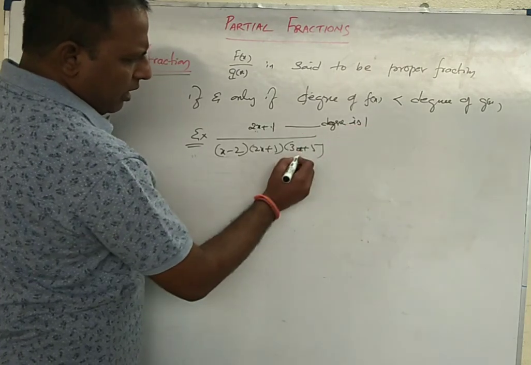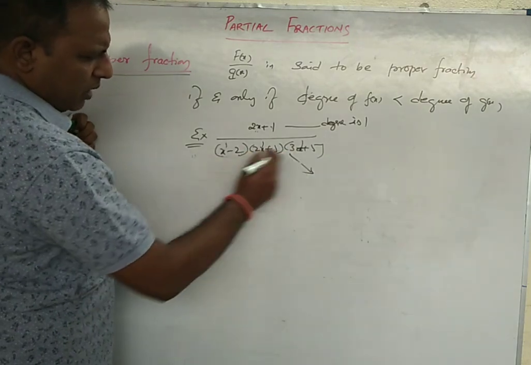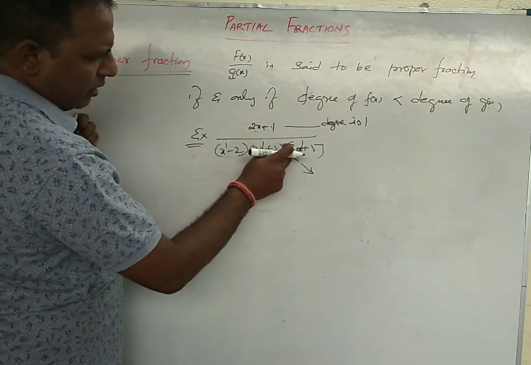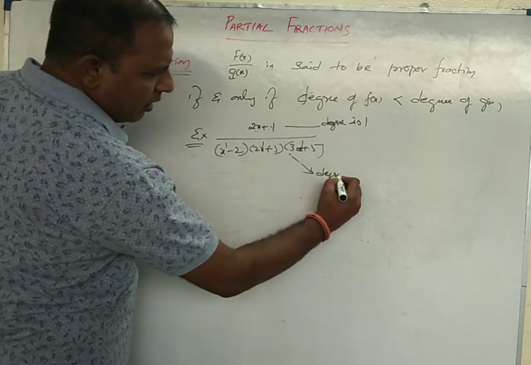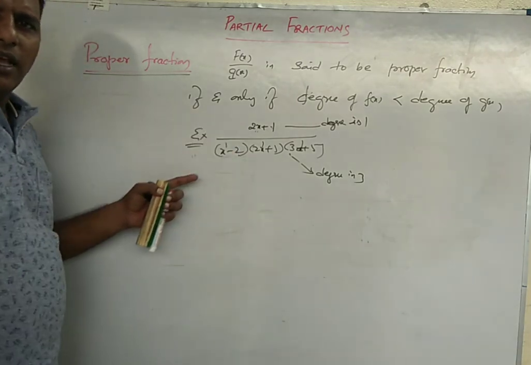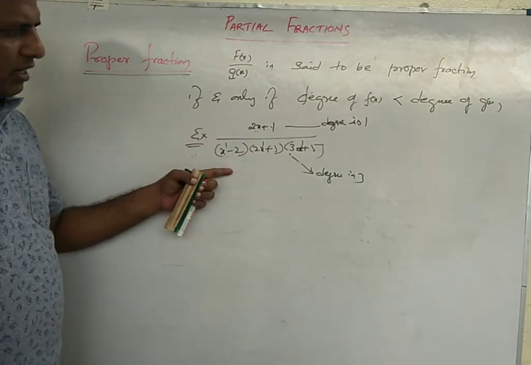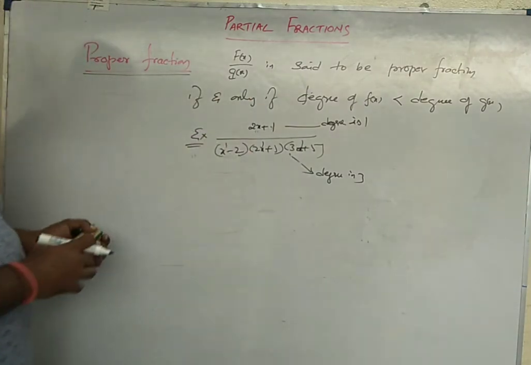Numerator degree is 1. What is the degree of the denominator? If you multiply 2x squared into 3x, that is 6x cubed. So the degree is 3. If the degree of f of x is less than the degree of g of x, then the fraction is called a proper fraction.